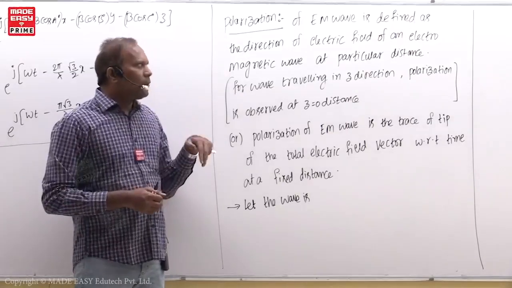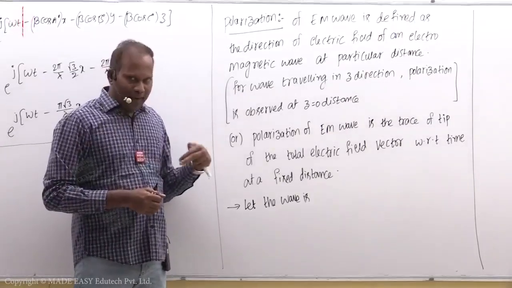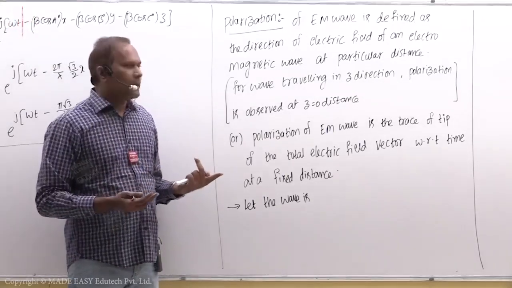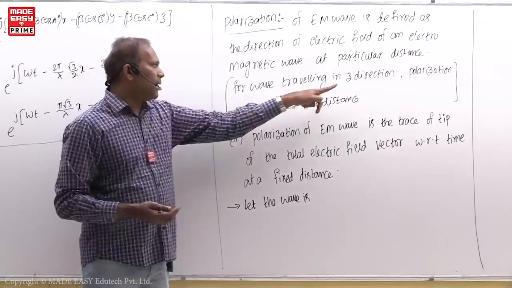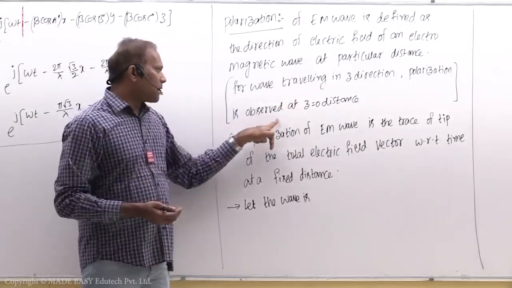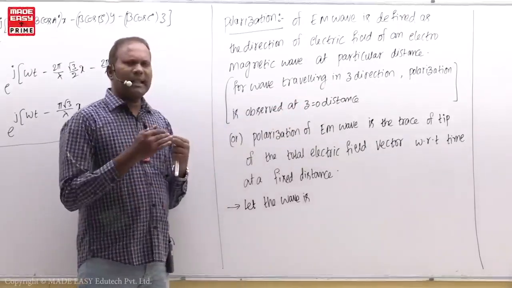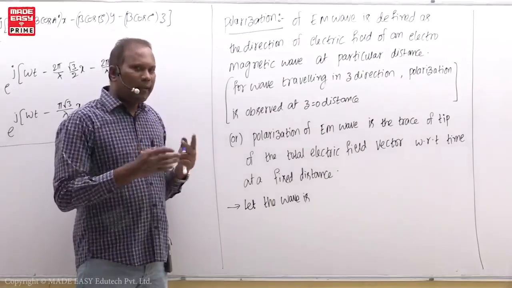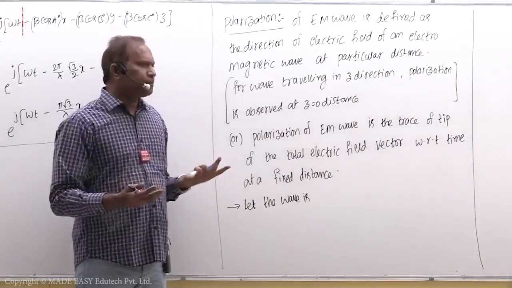Electromagnetic wave comes out of the antenna, then it travels. Near the antenna, it travels zero distance. So that is why for a wave traveling in z direction, polarization is observed at z equal to 0. That means just near the antenna, the electric field direction is observed. Then the electric field direction is called polarization.